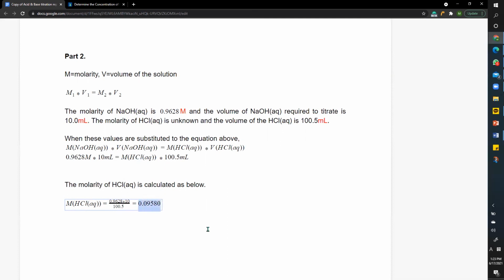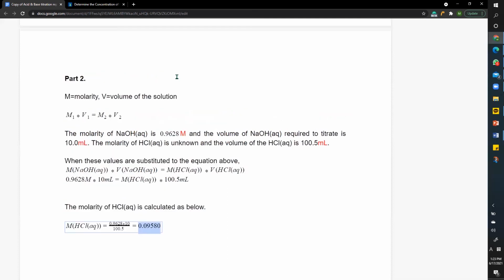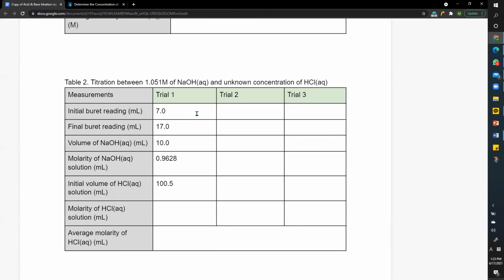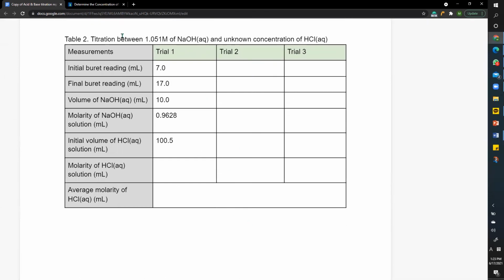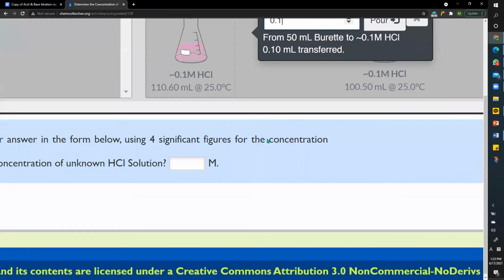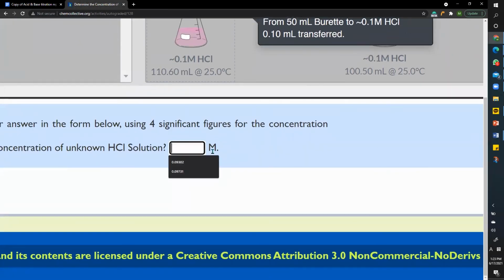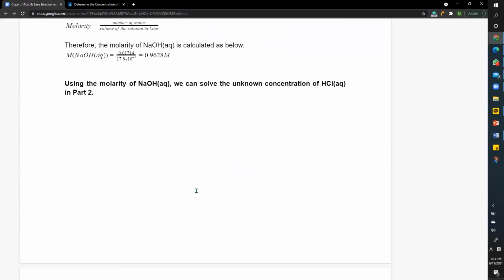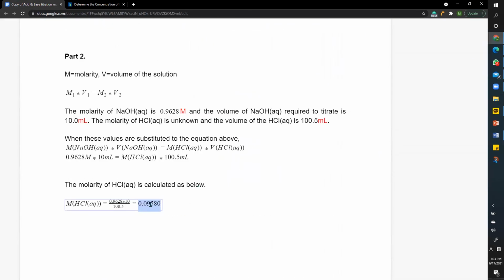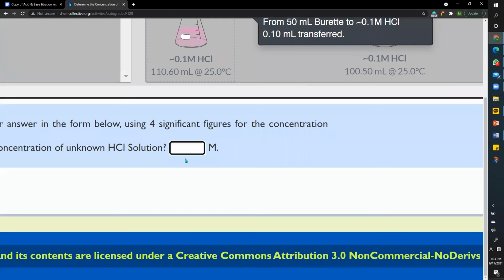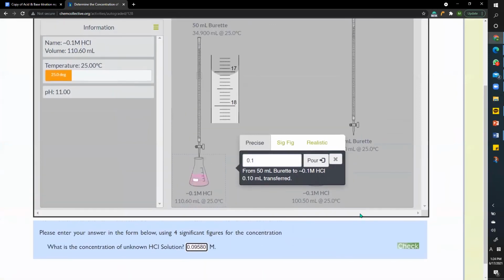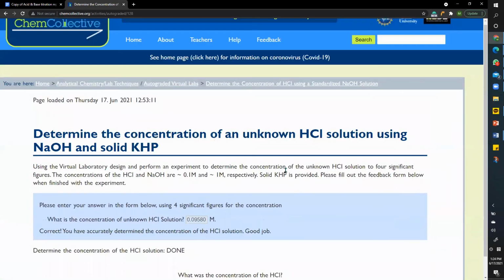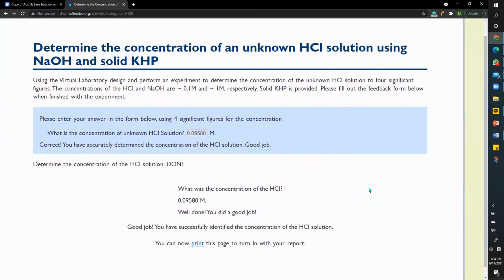I'm not sure, but if I measured the volume in a precise way, I hope I got the answer. Oh, I cannot just copy paste. 9580. 9580. We'll see. Yay, we got the answer.